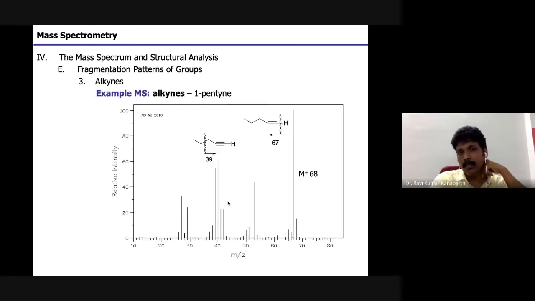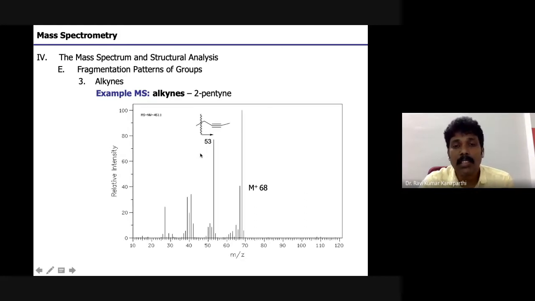So this is one example, 1-pentyne. As you can see, its molecular weight is 68, and since it is terminal, you can see the propargyl cation. If it is cleaving here, then it will give you a peak corresponding to 39, due to the propargyl cation. And then this is a 2-pentyne.